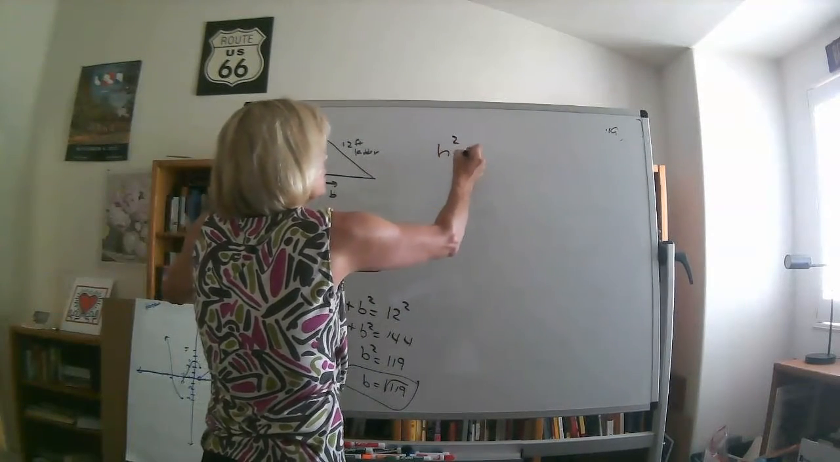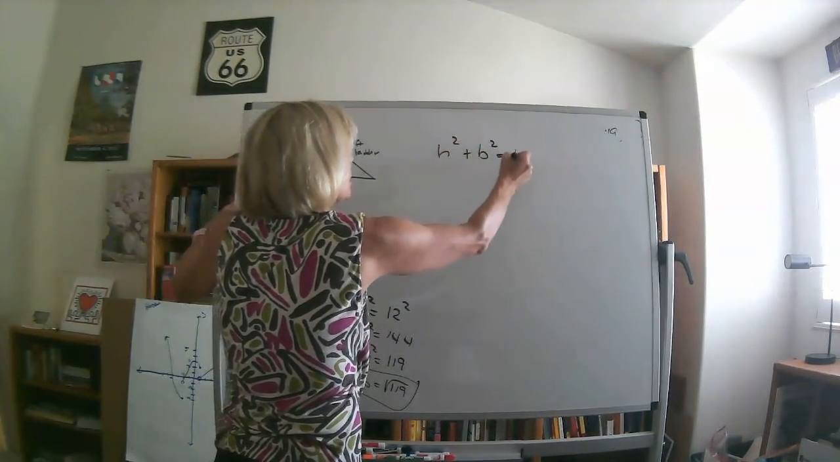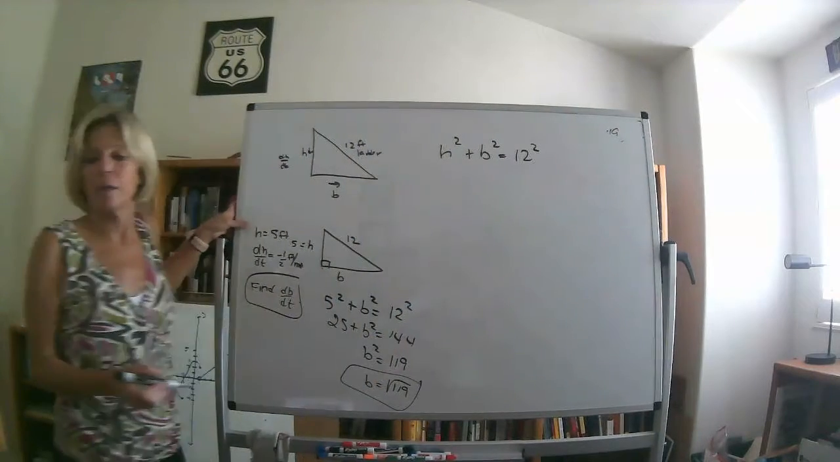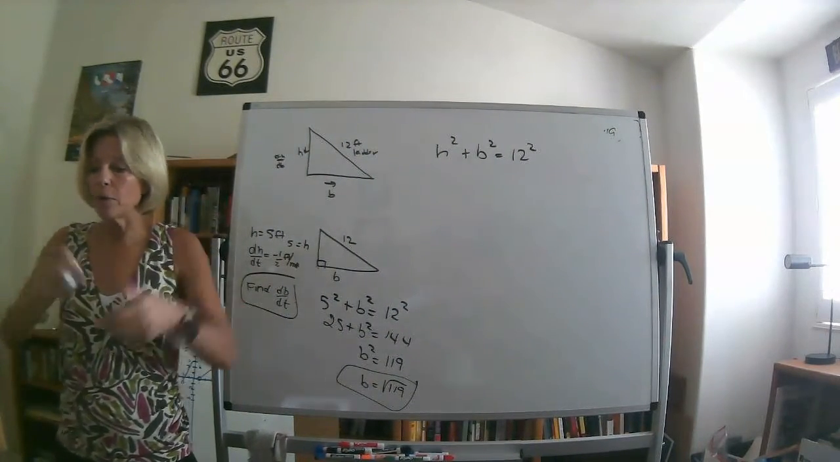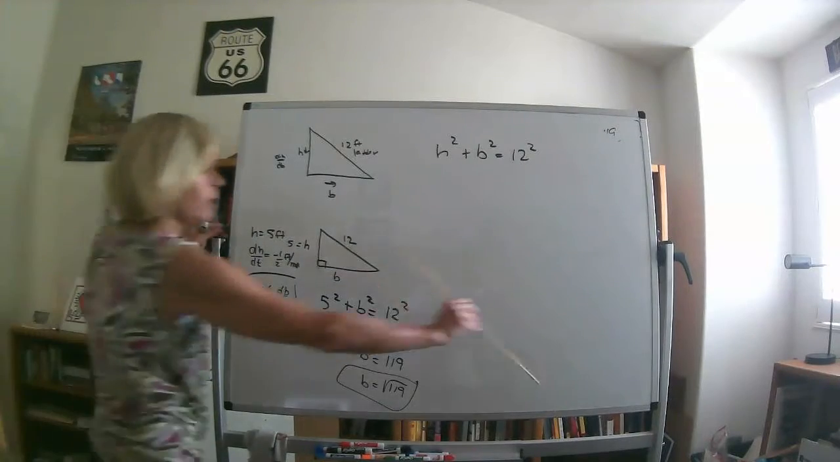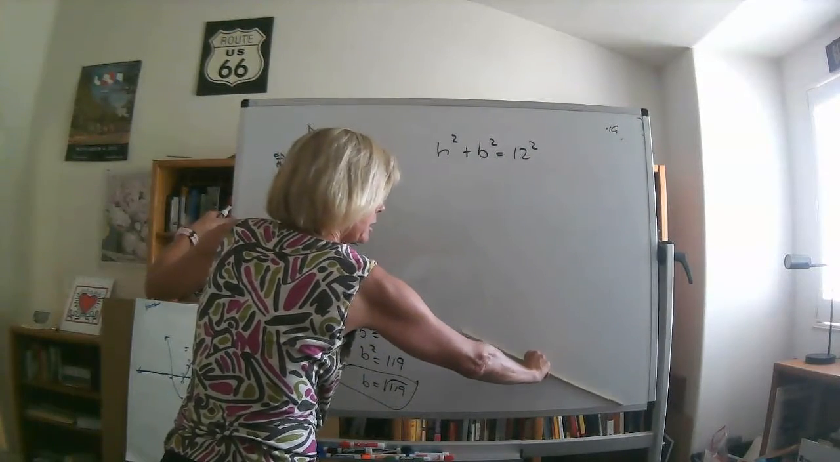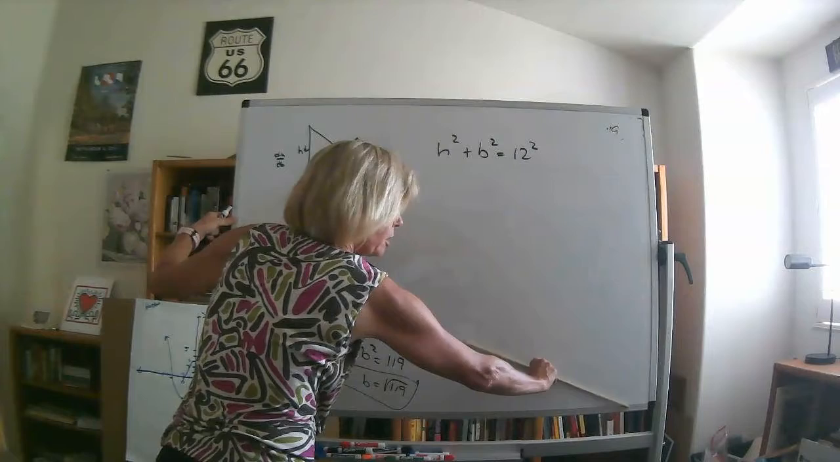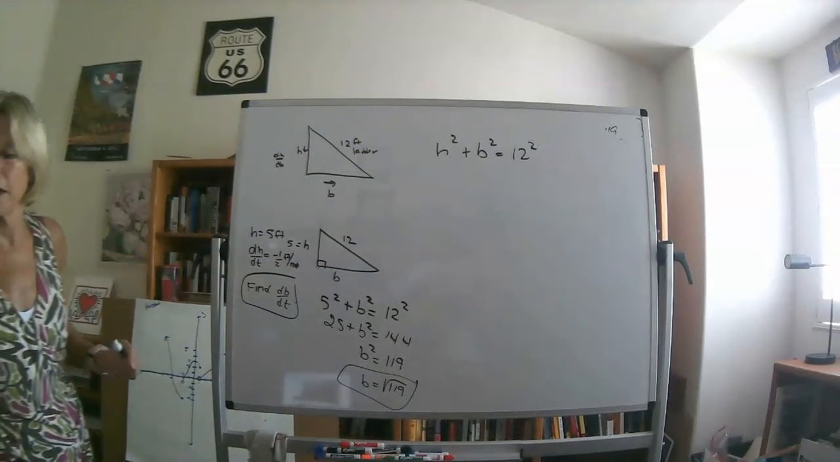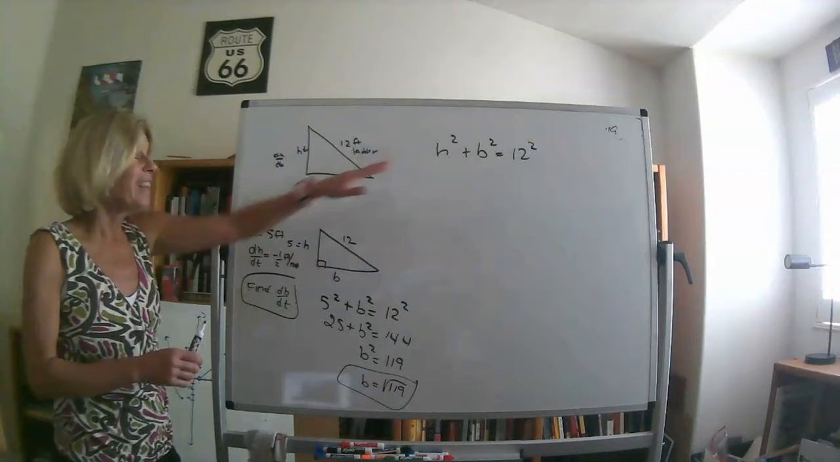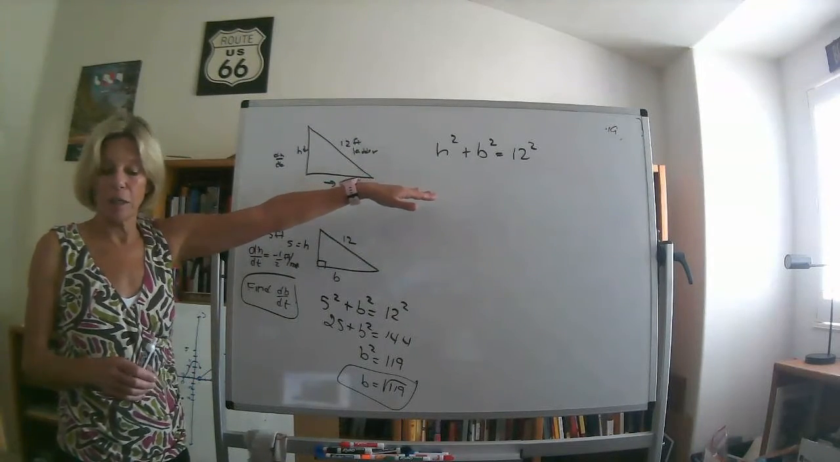h squared plus b squared equals 12 squared. h and b are both changing. Remember, the top of the ladder is sliding down the wall, and the bottom of the ladder is sliding away from the wall. The ladder itself is not changing.